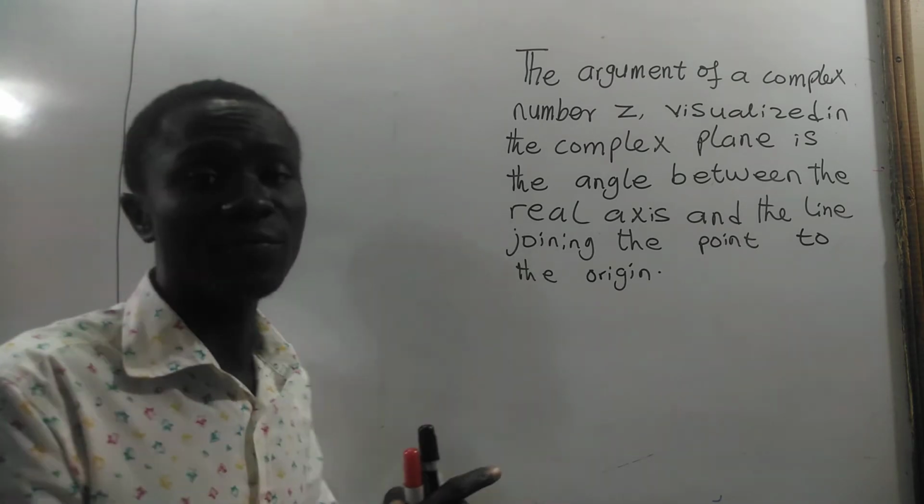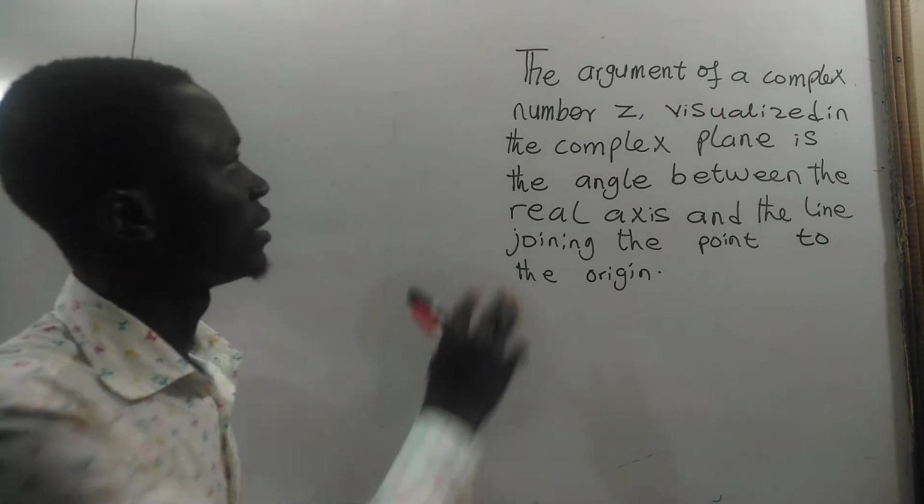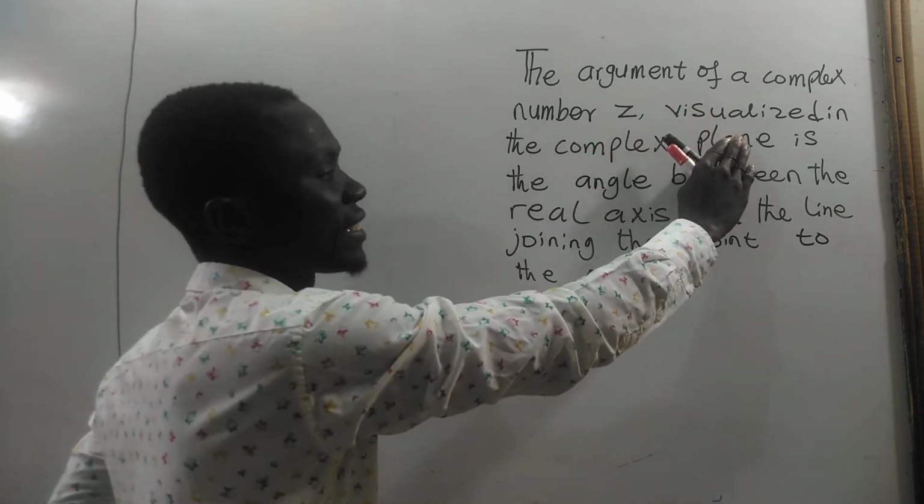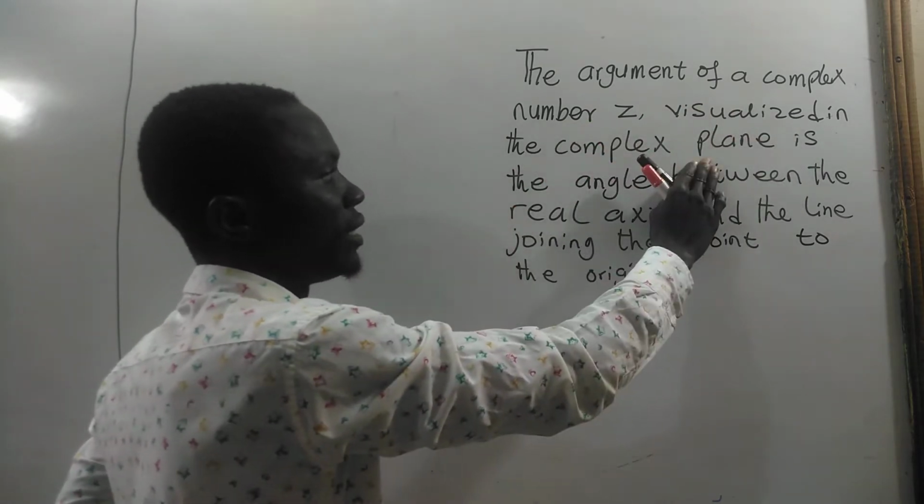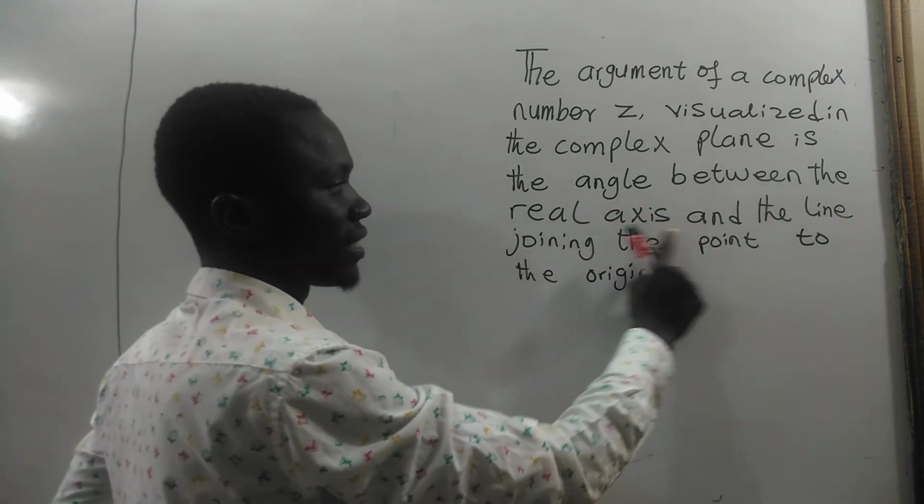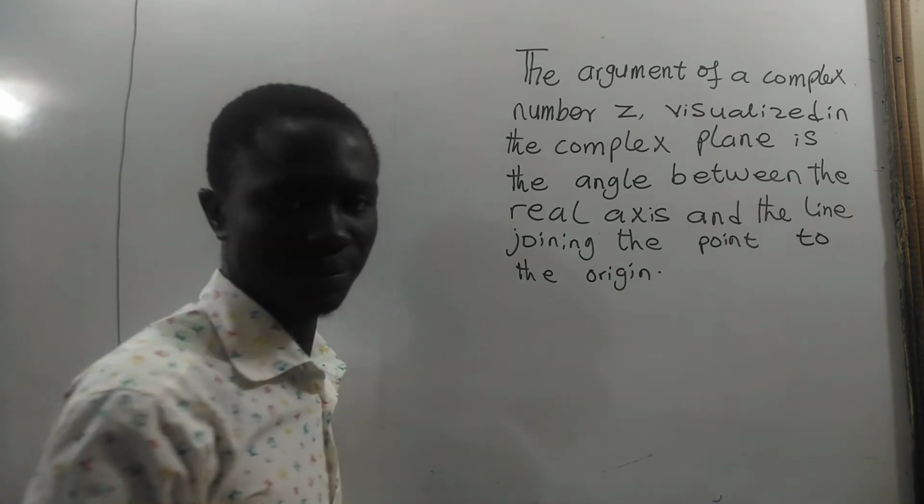Now let's look at the definition of the argument of a complex number. We say that the argument of a complex number z visualized in the complex plane is the angle between the real axis and the line joining the point to the origin.